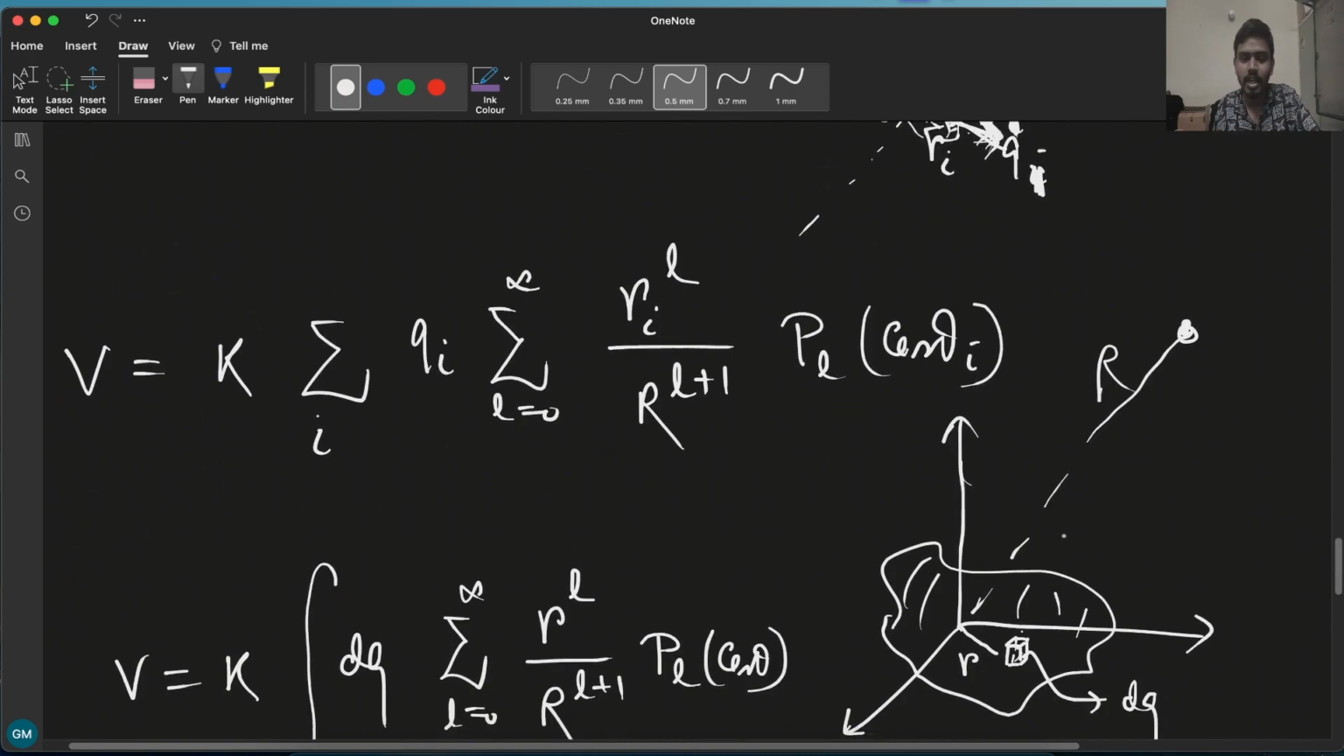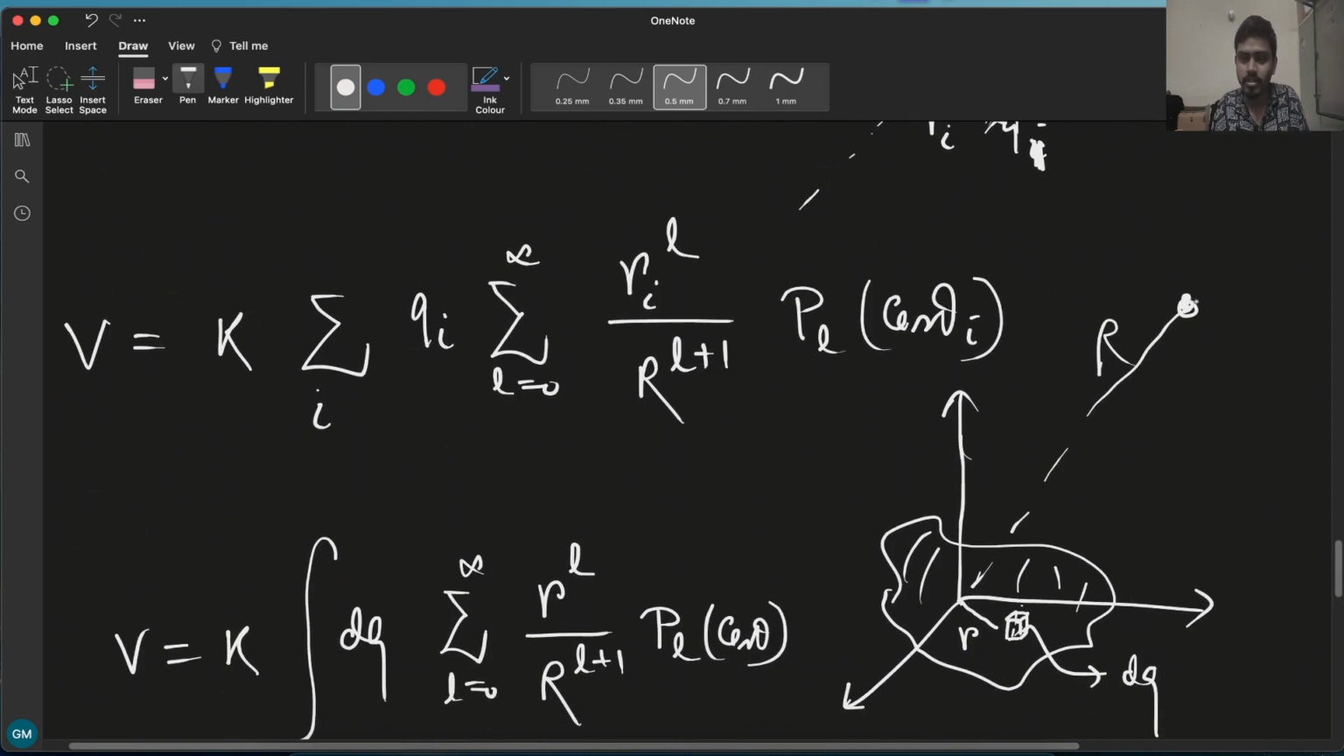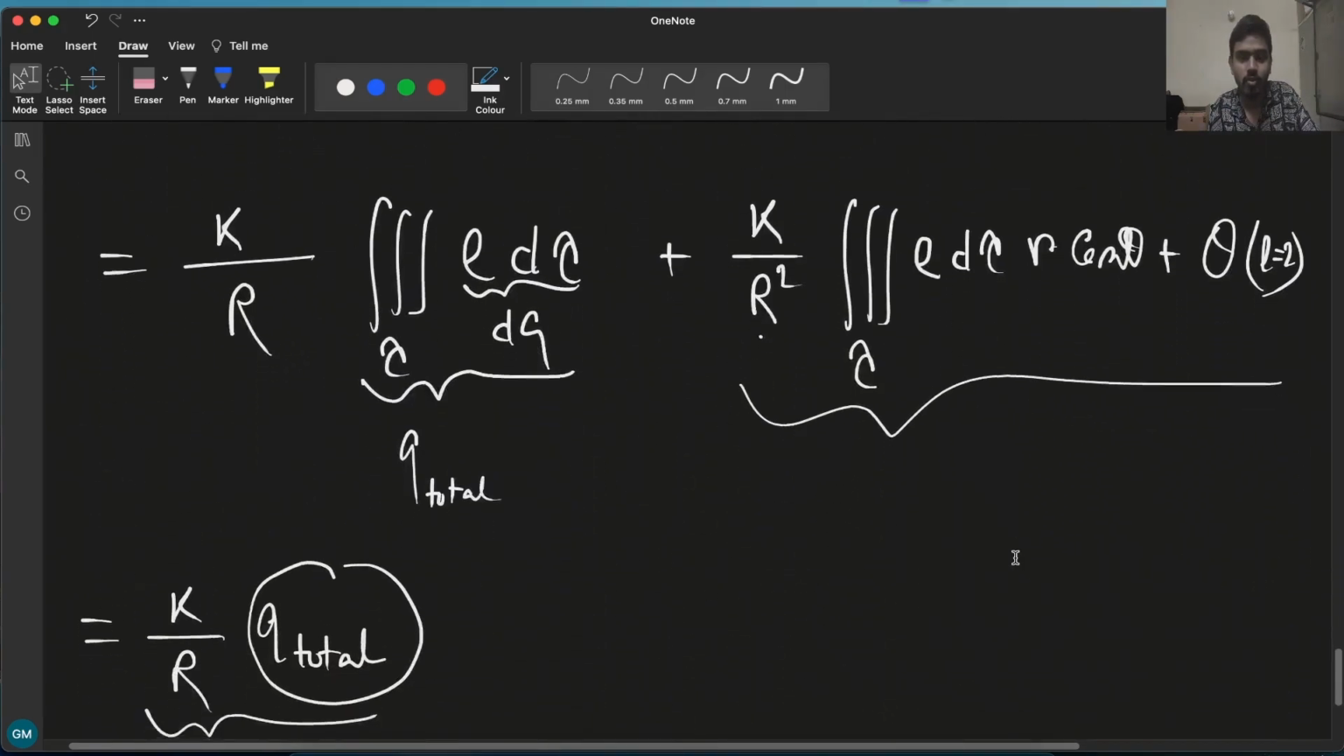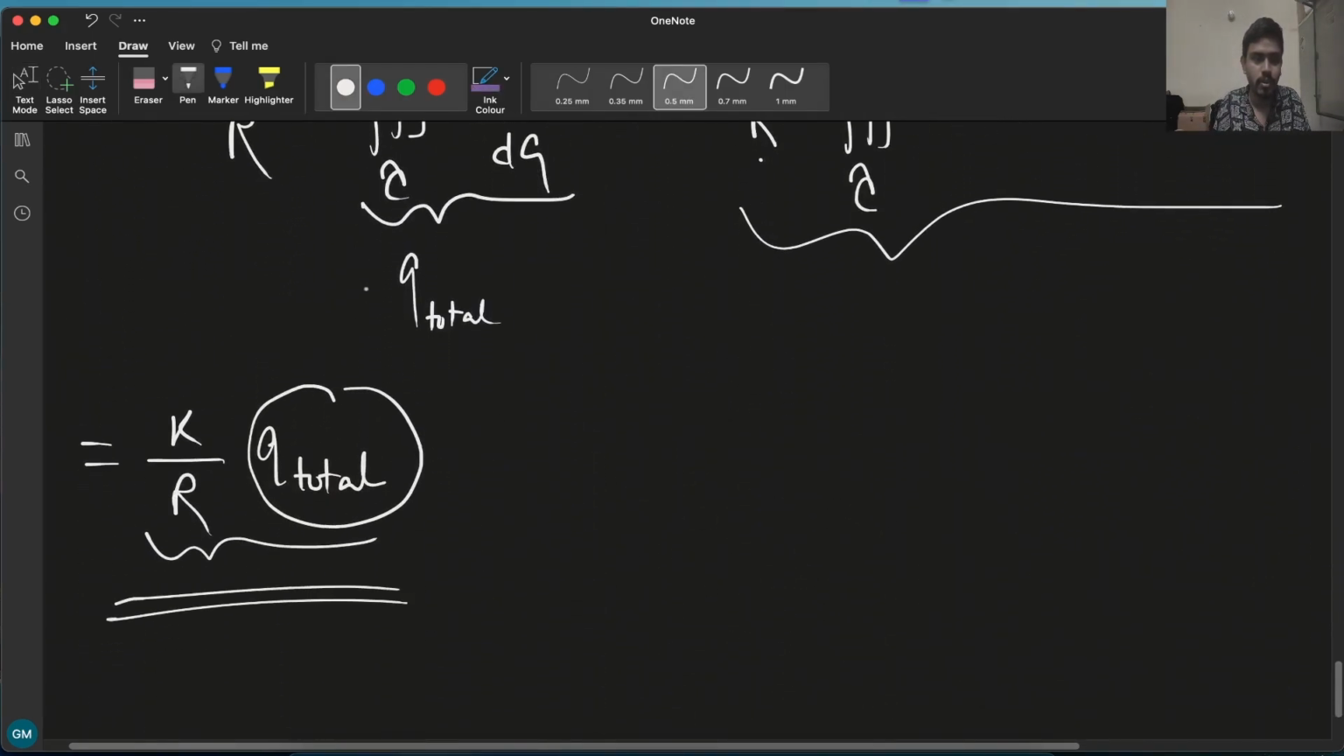So if you want to know the potential or the field at a very far away point, this point will see the far away source charge as a single point charge, because it's very far away. It will not see the distribution, it will see a single point charge, and that's what we are getting here. The first term basically says that.